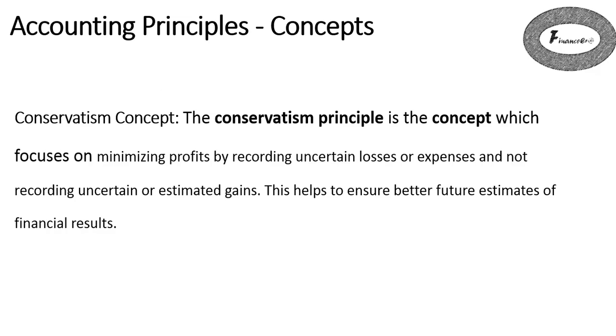The next principle is the conservatism concept, which states that the firm focuses on minimizing profits by recording uncertain losses or expenses and not recording uncertain and estimated gains. This means that basically the firm focuses on ensuring better future estimates of the financial results of the business by minimizing the profit and by ensuring that uncertain gains are not recorded in the business transactions.